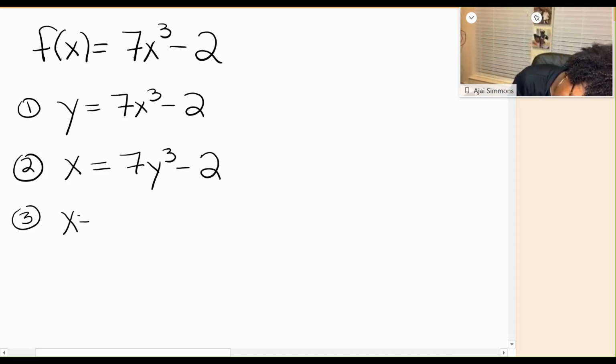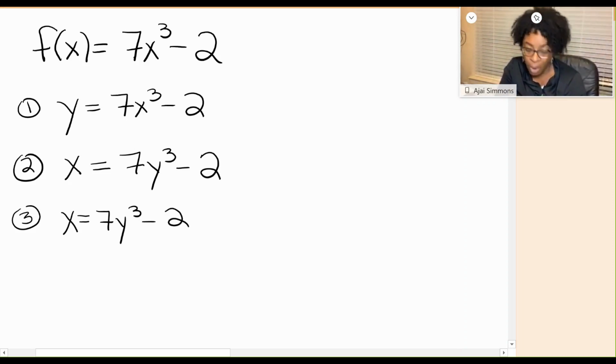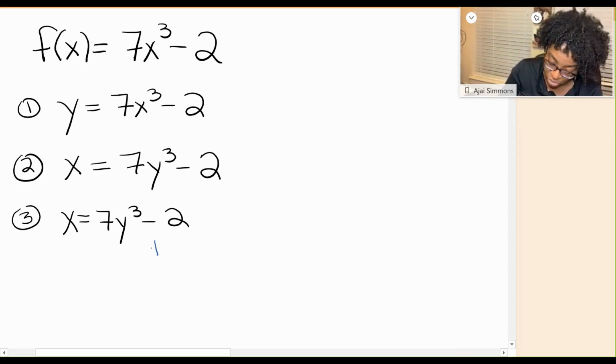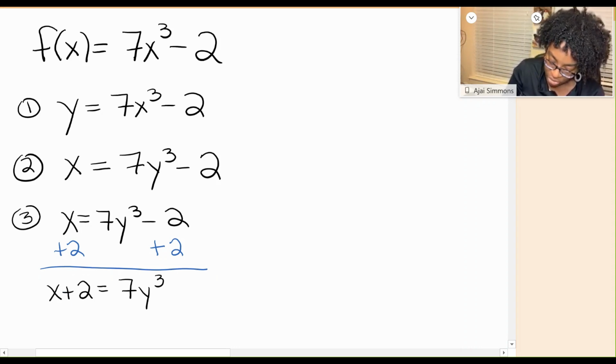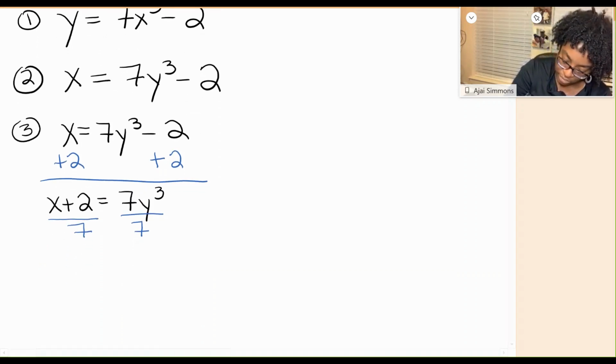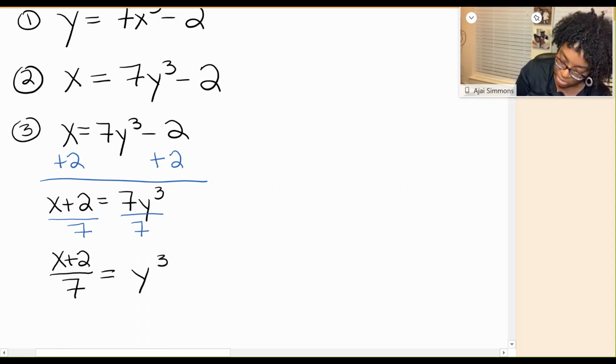So I'm going to rewrite the problem and do whatever I got to do to get y by itself. The first thing I'm going to do is move this 2. The 2 needs to go to the other side. So that's going to give me x plus 2 is equal to 7y to the 3rd. Then I have to divide by 7. Divide by 7. And that's going to give me x plus 2 divided by 7 is equal to y to the third.